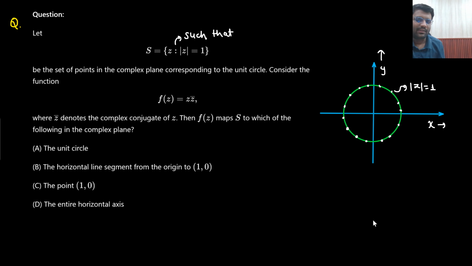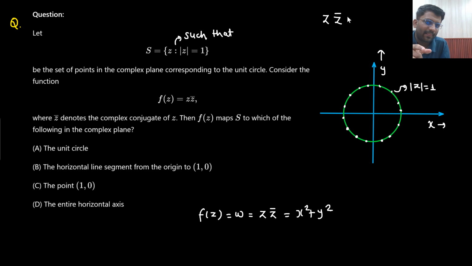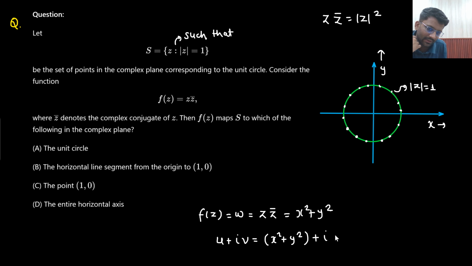Now consider a function. This function is given as f of z equals z multiplied with z bar, where z bar denotes the complex conjugate of z. Then f of z maps S to which of the following in the complex plane? That means your f of z, or you can call it omega, is z into z bar. That means it is x square plus y square. Z into z bar is mod of z whole square, x square plus y square. What is your omega? Omega is u plus iota v, and you are getting x square plus y square plus iota 0.